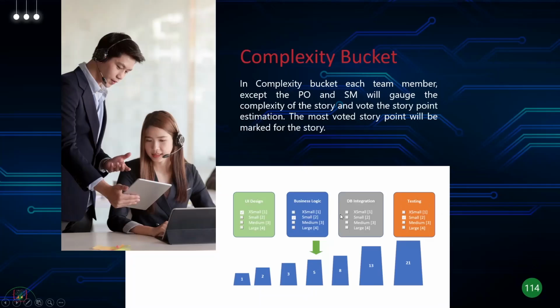You have a story in hand, right? So you feel that the UI design for the story is extra small. The business logic is small. The DB integration, let's say, is medium. And testing is small. So based on that, you feel it's a size 5. You put it in the size 5 bucket. And like this, you can look at each and every story and put it in different complexity buckets.